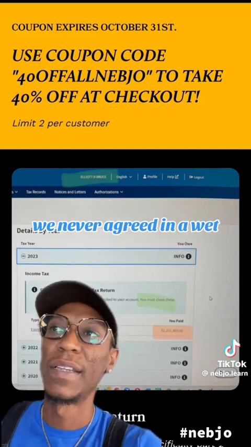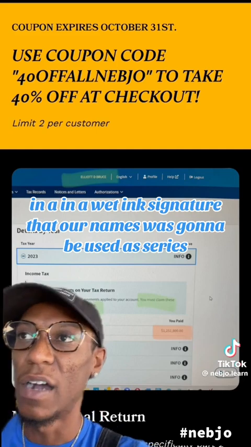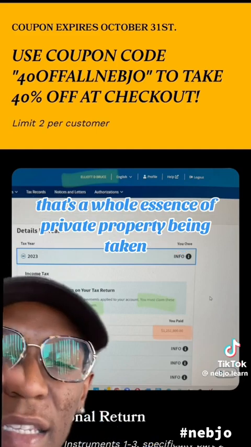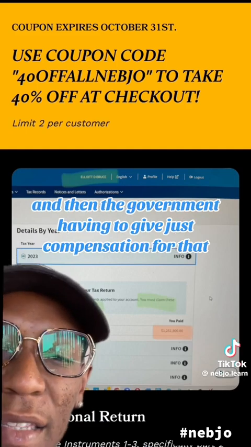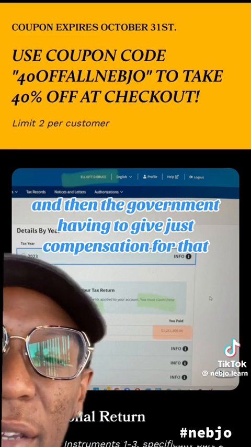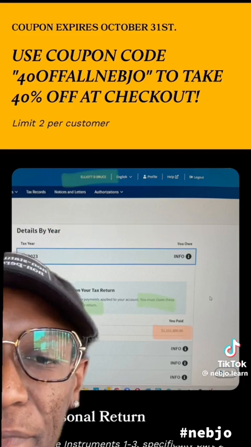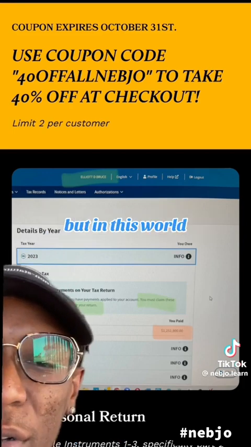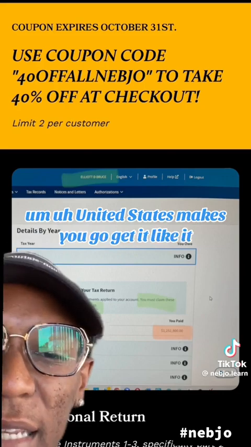We never agreed in a wet ink signature that our names was going to be used as sureties. You can't use my name as surety. That's the whole essence of private property being taken and then the government having to give just compensation for that. This is an example of just compensation. But in this world, United States makes you go get it.